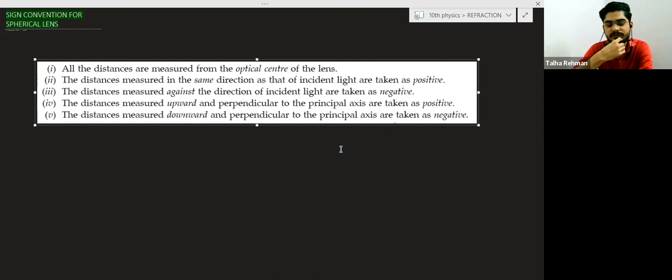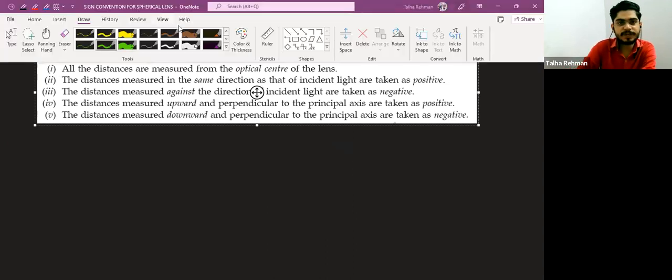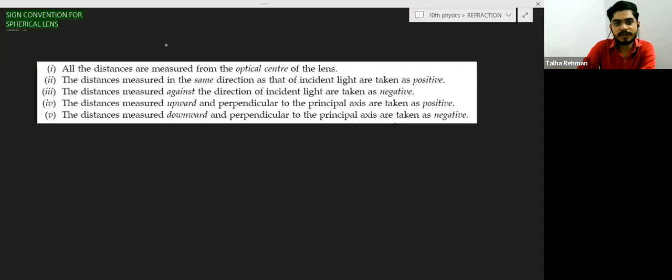Okay, so you will follow the sign convention that I am going to tell you, but it is not mandatory that the left hand side of the lens is positive or the right hand side of the lens is taken as negative. This can be changed, but here we have to follow the sign convention that I am telling.